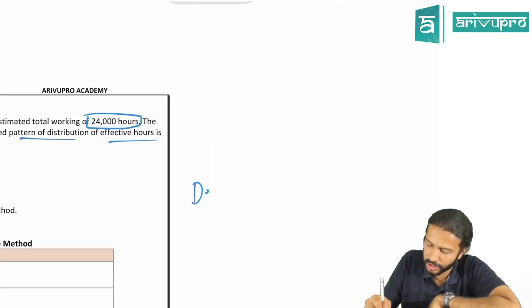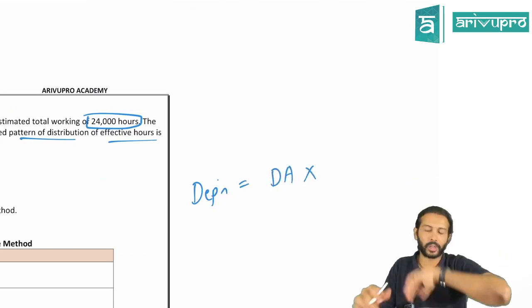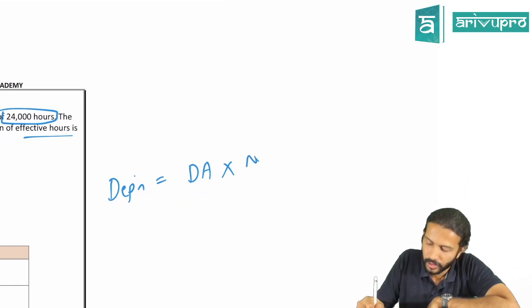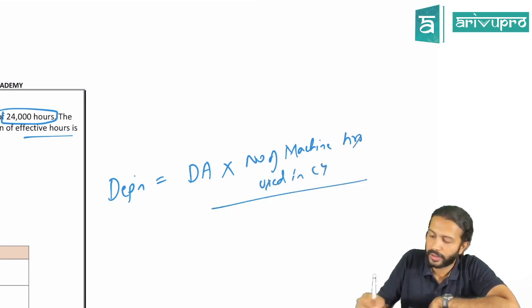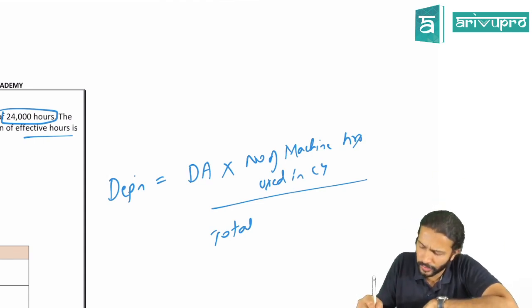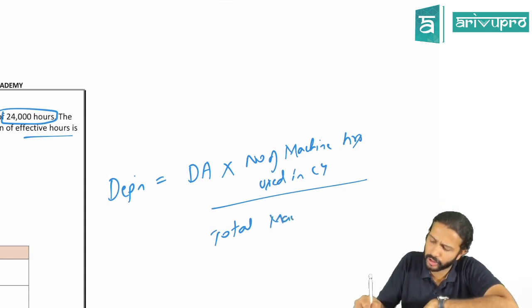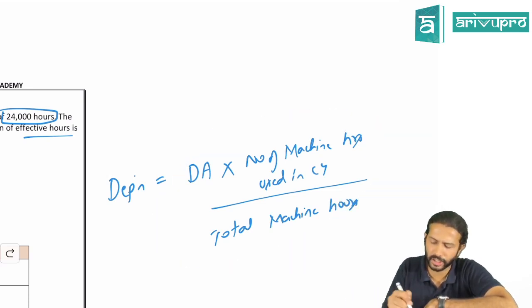How do you get depreciation? Depreciation is nothing but depreciable amount multiplied by the number of machine hours used in the current year, divided by expected machine hours, or total useful life. Can I write it as total machine hours? Like this, can I construct the formula?